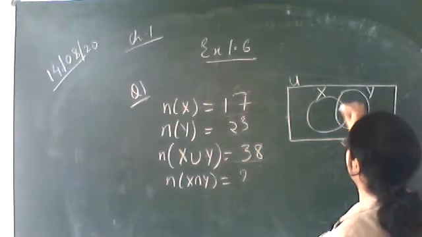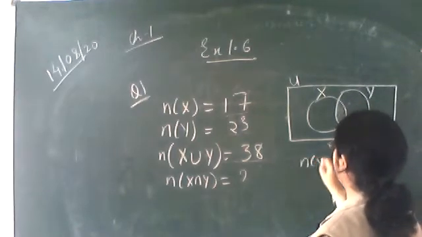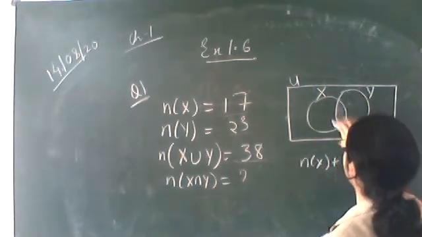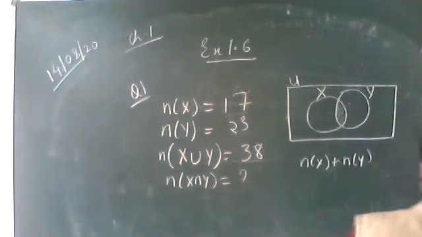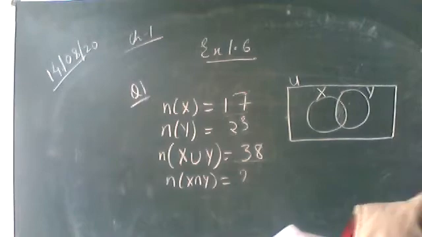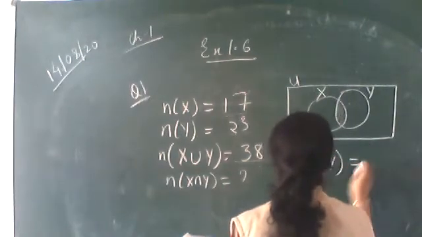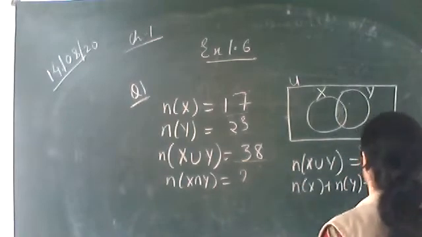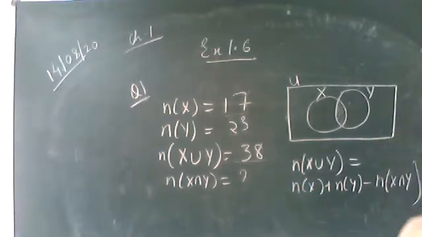Now I will give you one example. This is the intersection part. Union means all the elements of x and y. So we have this formula: n(x union y) is equal to n(x) plus n(y) minus n(x intersection y). I explained this formula earlier also, in the previous class. Why did we get this formula?